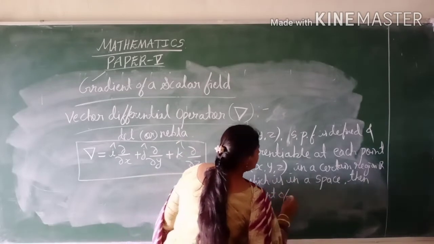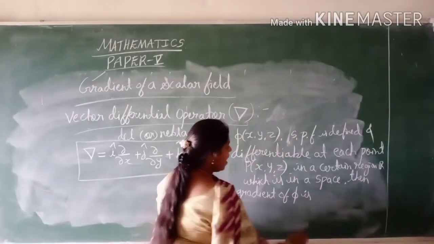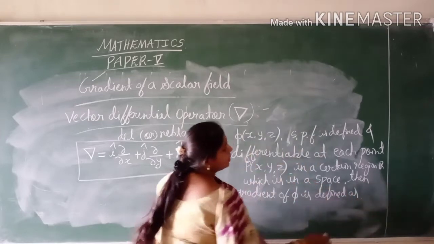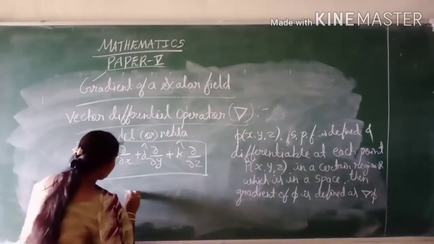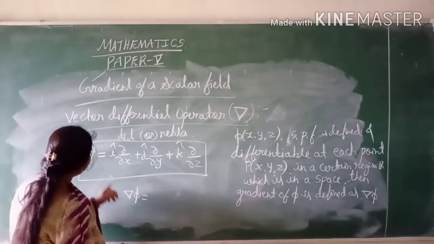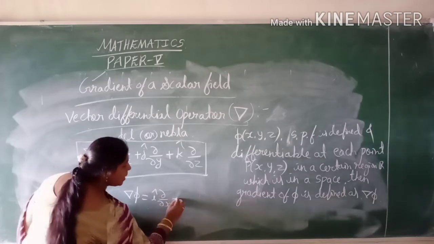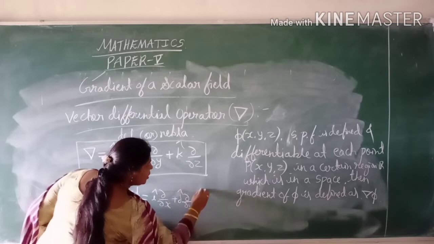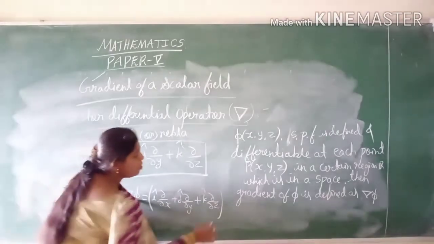the gradient of phi is defined as del phi. Here, that is the del phi formula. We can write it like this: del. What is the operator del formula? That is i cap into dou by dou x plus j cap into dou by dou y plus k cap into dou by dou z. This operator we want to apply on the function phi.